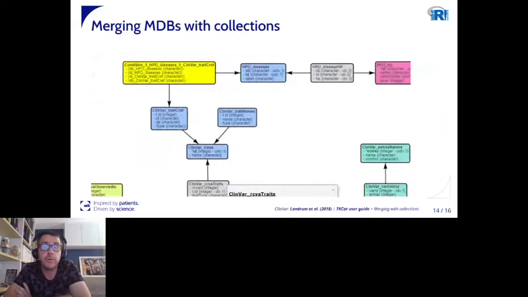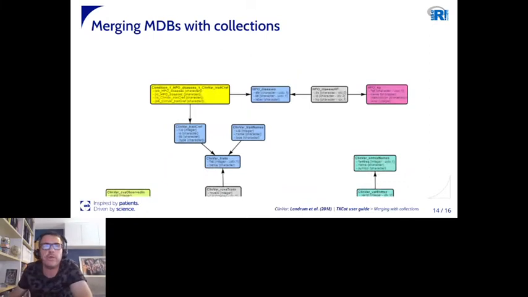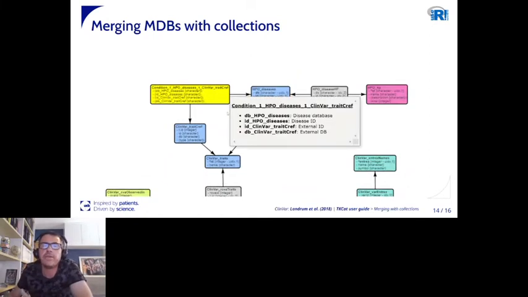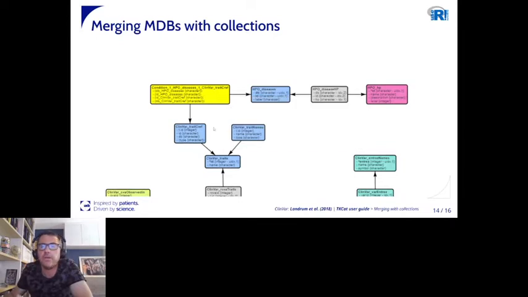Collections are a powerful mechanism to merge different knowledge resources based on shared concepts. But for the sake of time, I'm not going to describe this mechanism today. You can find more information about it in the documentation. Quickly, here you can see the results of merging two MDBs, which share the concept of diseases. So thanks to the Dodo dictionary, an association table in yellow has been automatically created between the tables providing disease references. So this one and this one.